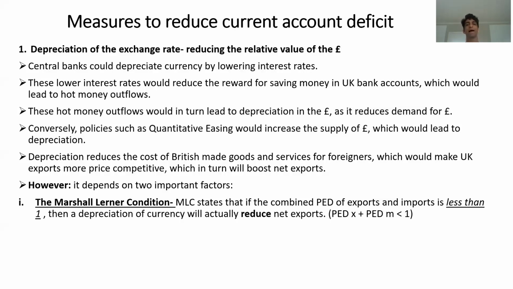Well, first of all, the central bank can do this by lowering interest rates, because what lower interest rates would do is reduce the reward for saving in UK bank accounts. And as we talked about earlier, this would lead to hot money outflows. And hot money outflows would reduce the demand for the pound. And in turn, that would lead to the depreciation of the pound. Conversely, we could also increase the supply of pounds through quantitative easing, which in turn would induce depreciation. Now think about what depreciation would do from an export perspective.